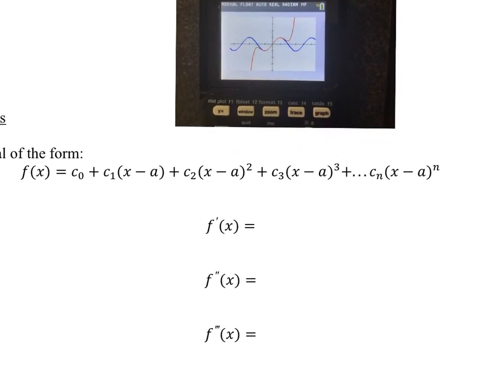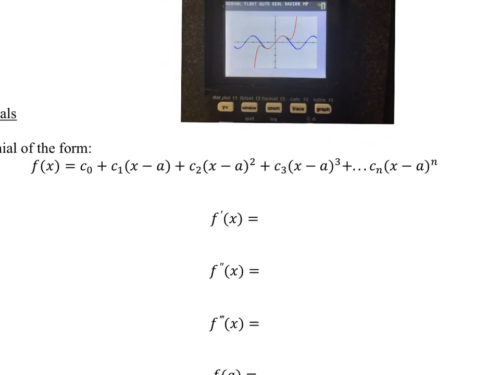All right, so the motivation is the key to everything. So first derivative. So I got to take the derivative of this whole thing.